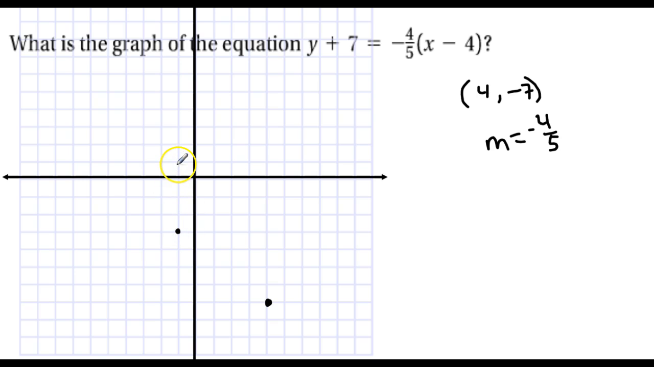Right here. And if you want to do it again, you can. So up 4 over 1, 2, 3, 4, 5. It might make it a little bit easier to draw a line through. If you got 3 points, you can perhaps line it up straighter. And so there's my line.